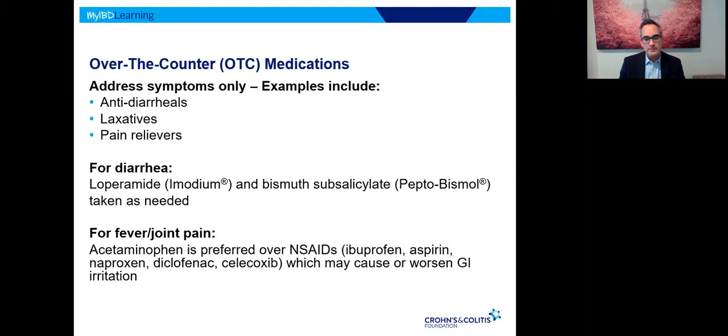It should be noted that these agents represent supportive care only, and don't address the disease activity. And it's also important that the use of over-the-counter products be discussed with the physician before taking the medication, particularly if the patient is already being treated with other prescription agents for inflammatory bowel disease. An important note to be made here, while narcotic pain medications are typically prescription medications and not over-the-counter, they should be avoided as much as possible as they're associated with worse outcomes in patients with inflammatory bowel disease.